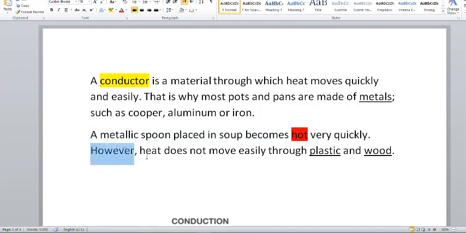However, heat does not move easily through plastic and wood. Plastic and wood are not conductors. They don't allow heat to move through them quickly and easily.